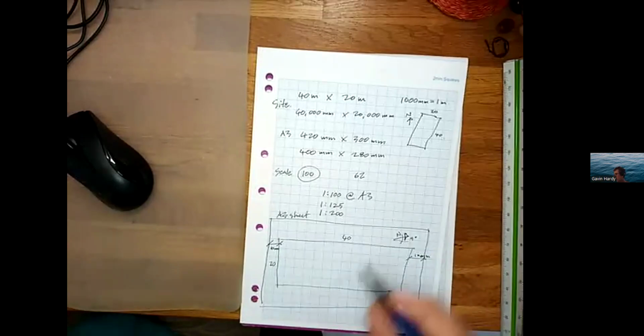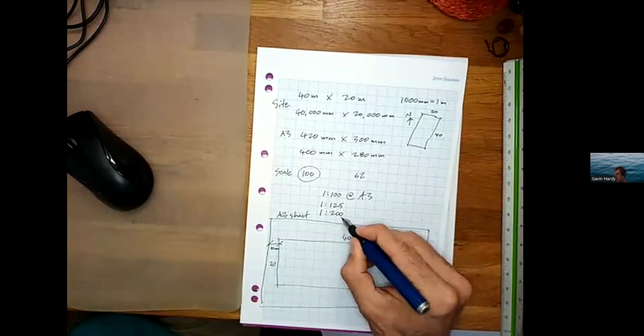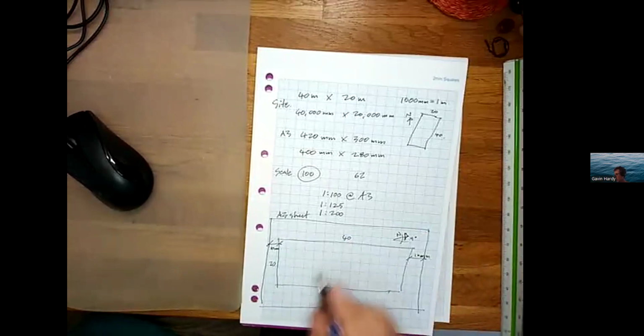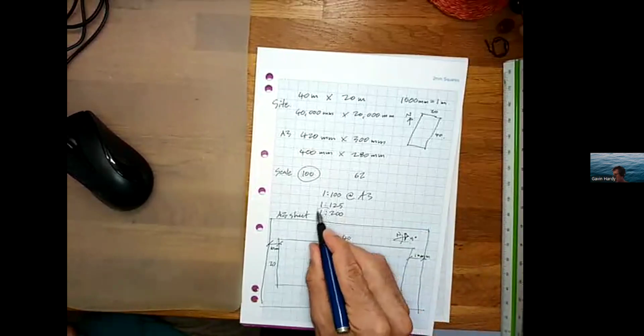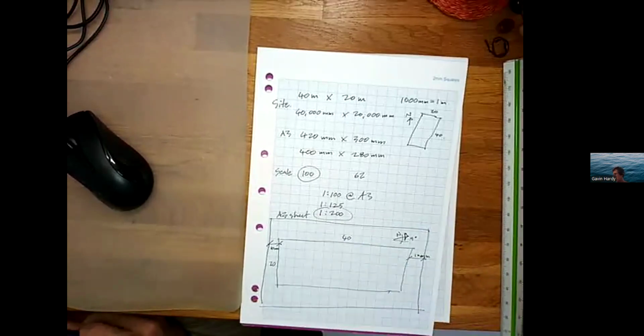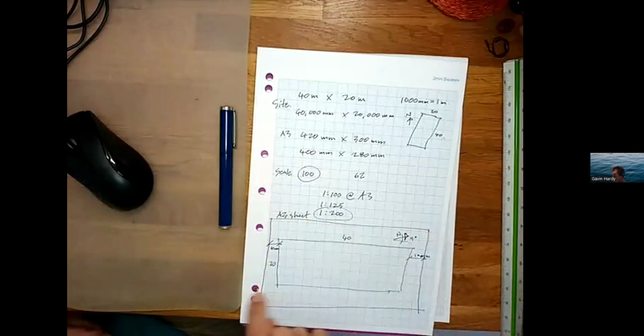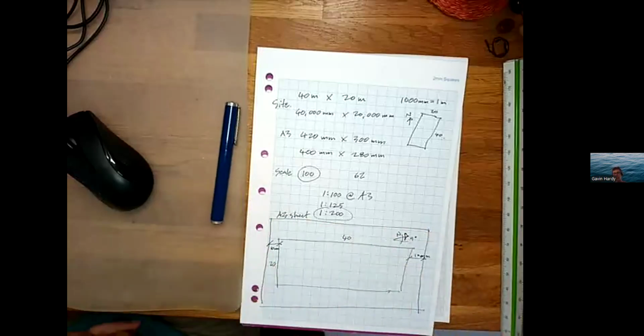Now remember what scale is all about. All a scale is saying, say for 1:200, is that 1 centimetre on my A3 sheet actually represents 200 centimetres in real life. Okay, that's what scale means. 1 centimetre represents 200 centimetres, for example, or 1 metre represents 200 metres on my A3 sheet, if that's the scale I'm choosing to go with. All right.